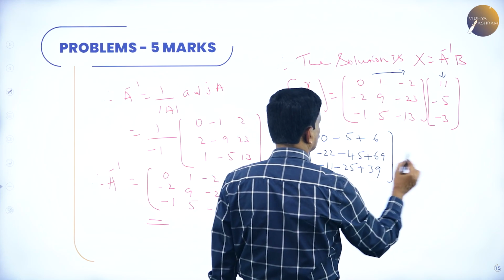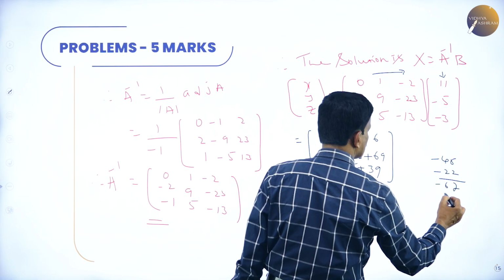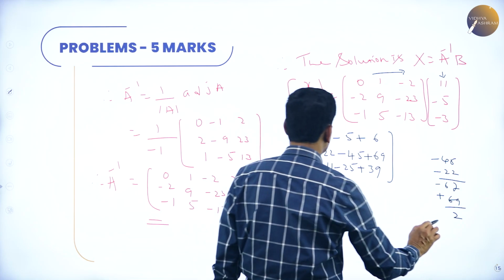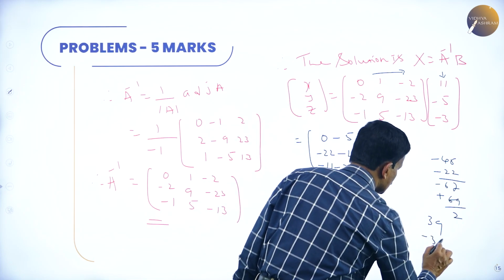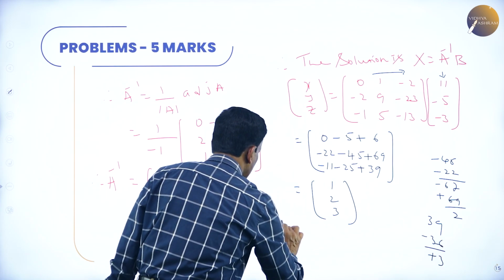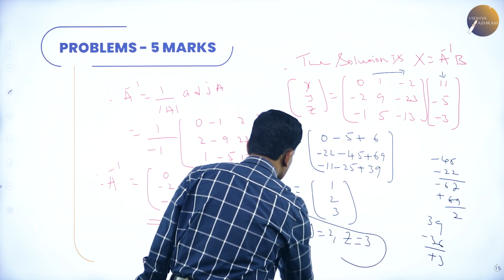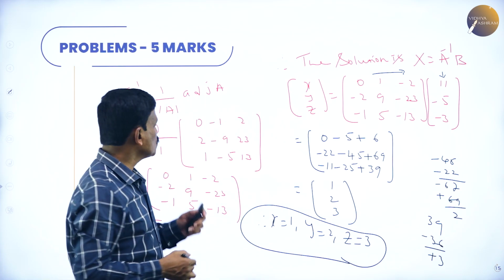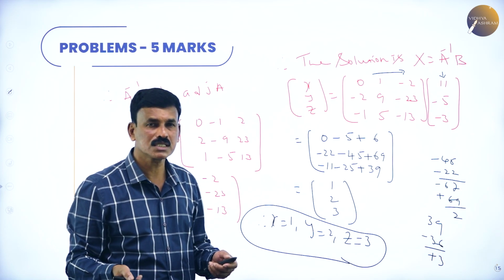So what is minus 22 minus 45? Minus 45 minus 22 is equal to minus 69, plus 69 is equal to 2. It is plus 2, and that is 39 minus 39, minus 11 minus 25 is minus 36. That's equal to plus 3. This is 3. So therefore the value of x is equal to 1, y is equal to 2, and z is equal to 3. That's it. X is equal to 1, y is equal to 2, and z is equal to 3 is the required answer. This is how we are going to find A inverse as well as the solution for the given matrix. Hope you follow.